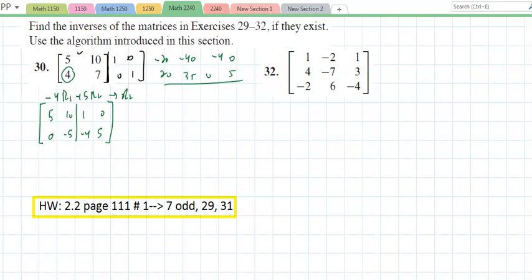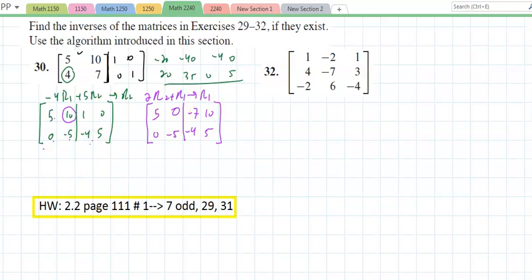Now, I'm going to use this bottom row to make that a 0. I'm going to take twice row 2 plus row 1, put the result in row 1. So if I multiply bottom row by 2, 0 plus 5 is 5, negative 10 plus 10 is 0, negative 8 plus 1 is negative 7, and 10 plus 0 is 10.